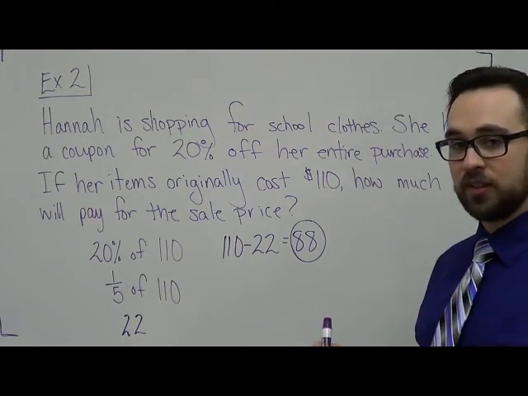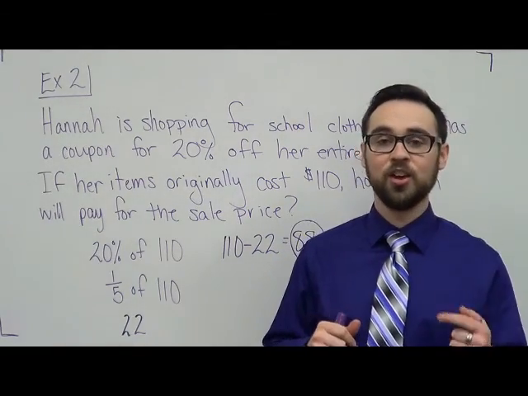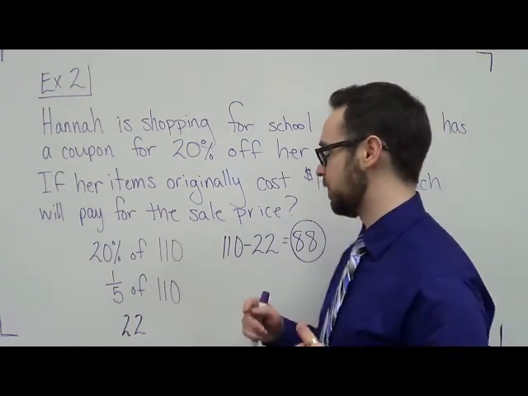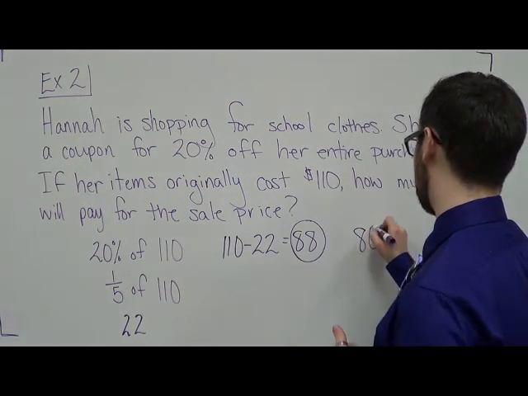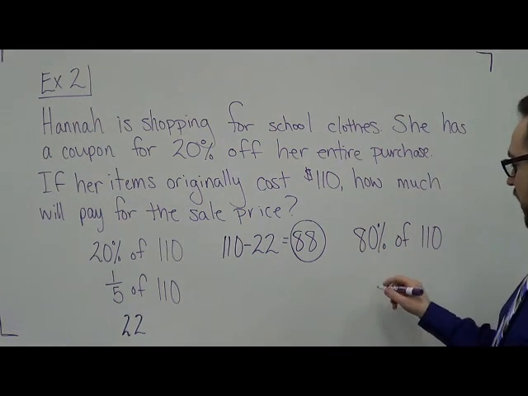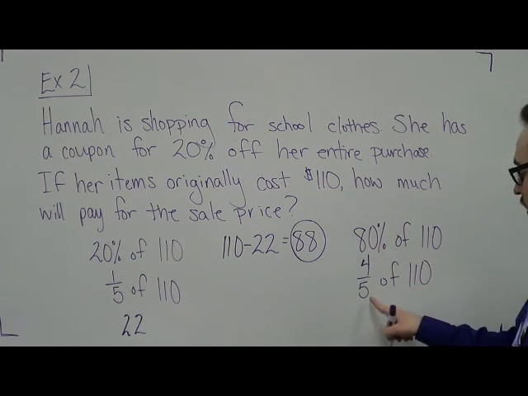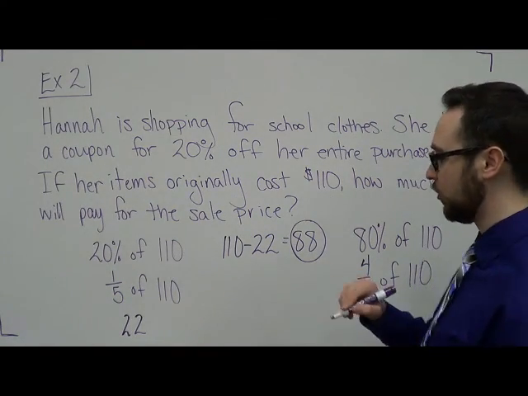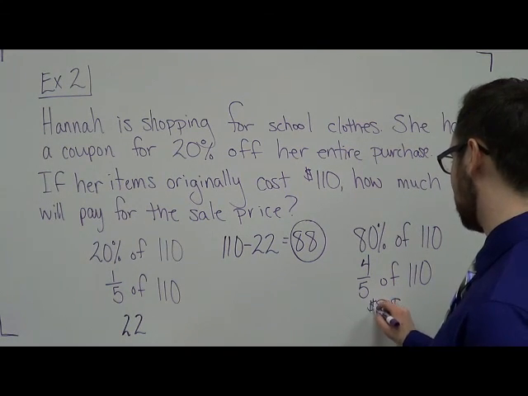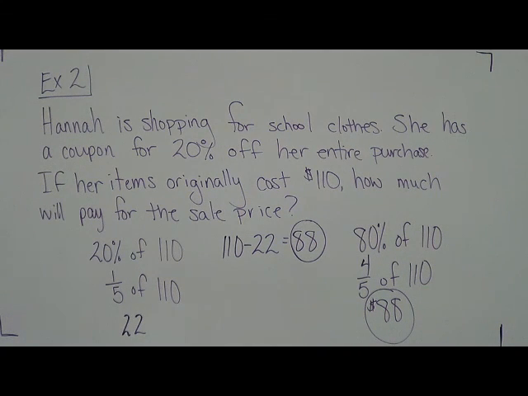The other way to do this is to say, well, instead of taking the money off, let's just figure out what percentage she's actually paying. She's actually paying 80% of the original bill. So I could also say, let's just figure out 80% of 110. Well, again, 80% is 4/5 of 110. We know 110 divided by 5 from before is 22, but then I want that 4 times. So that's going to give me 88. So either way, both ways, we get that she's paying $88 for her new clothes.